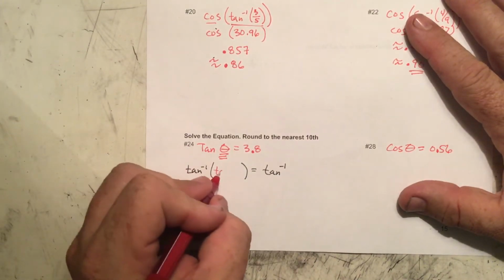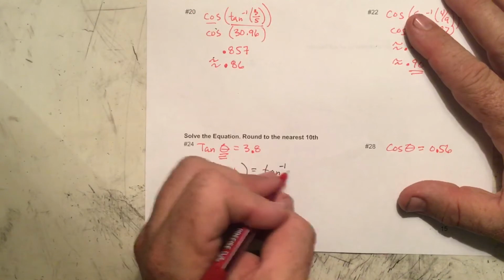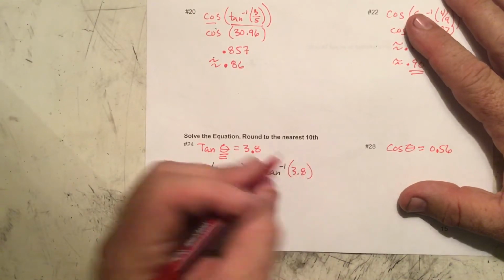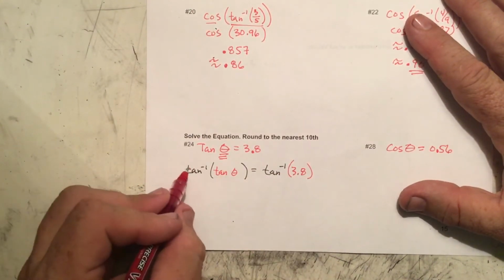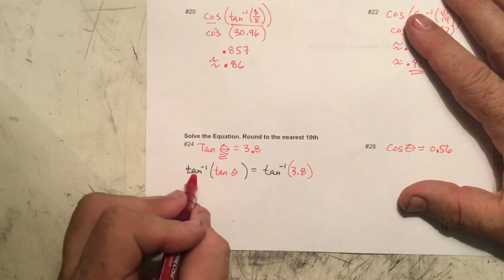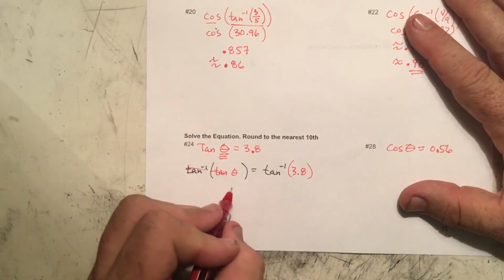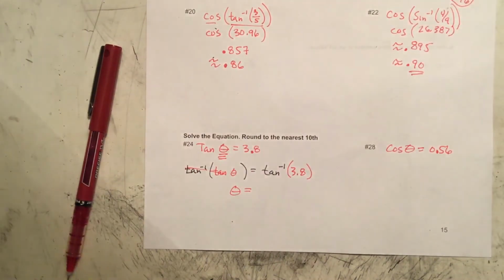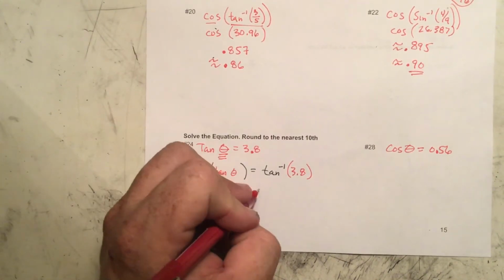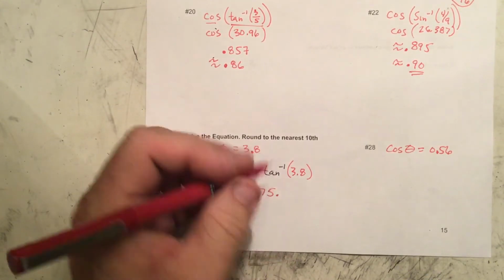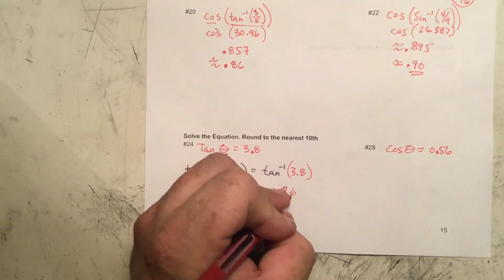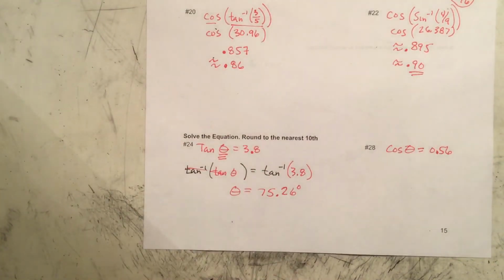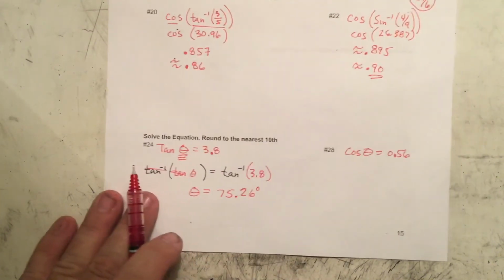So this is going to be the tangent of theta, and this is going to be 3.8. So what happens is it's like anything else. If we use the inverse tangent, they're just going to cancel each other out. I'm left with theta is equal to whatever that is. So I'm going to plug that in my calculator, 3.8, second inverse tangent, 75.26 degrees. So again, these are all calculator problems.